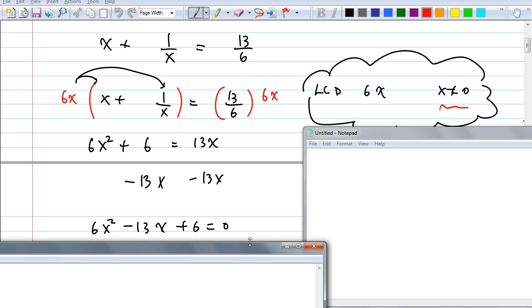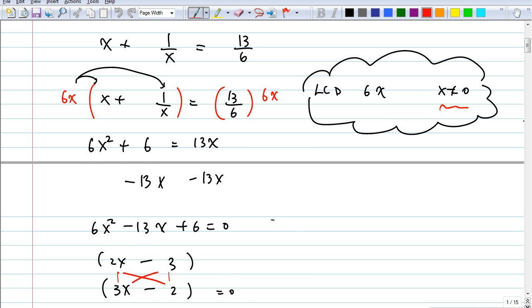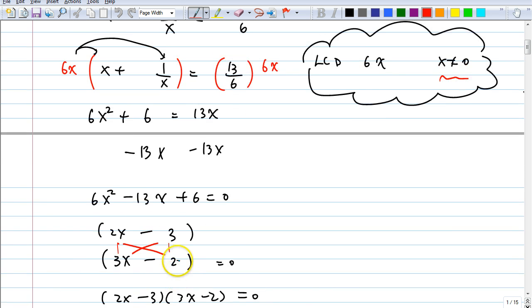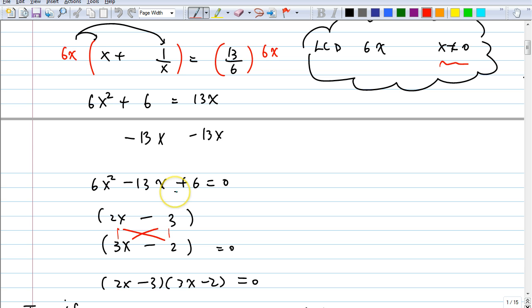So, Kira, what'd you get? 3x plus 1 times 2x minus 5. Does that work? I got... Oh. Yeah, you should have 3x minus 2 and then 2x minus 3. Doesn't that work, guys? Yeah. So that's the one that works. Because if you use 1 and 6, you don't get negative 13 in the middle, do you?